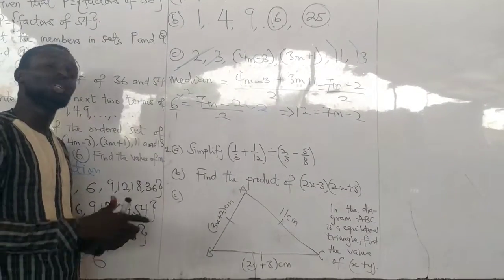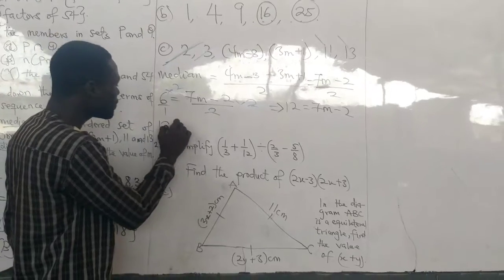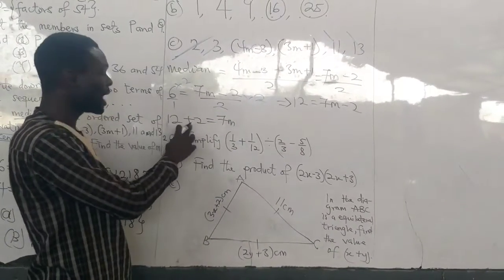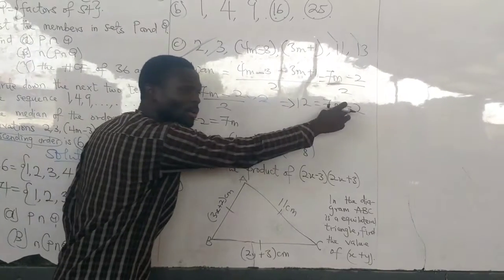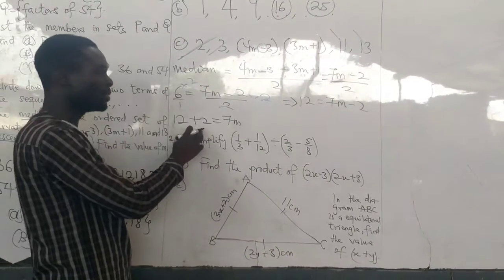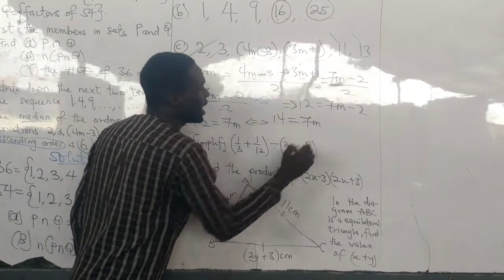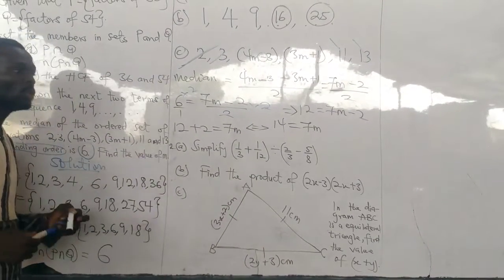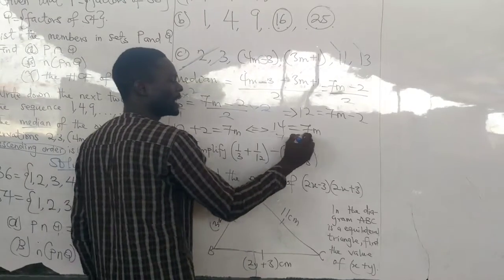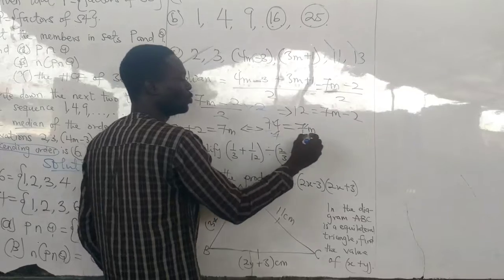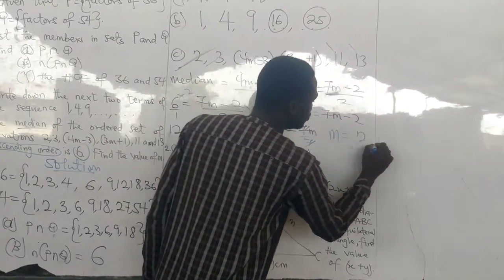What do we do? You group like terms. So you are going to get 12 plus 2 equals 7m. How did we get a 12? How did we get a plus 2? The sign here was negative. It crossed to being positive. Going to give us 14 is equal to 7m. We want m. So what do we do? Divide both sides by the number attached to m. So 7 here, 7 here. M is equal to 2.